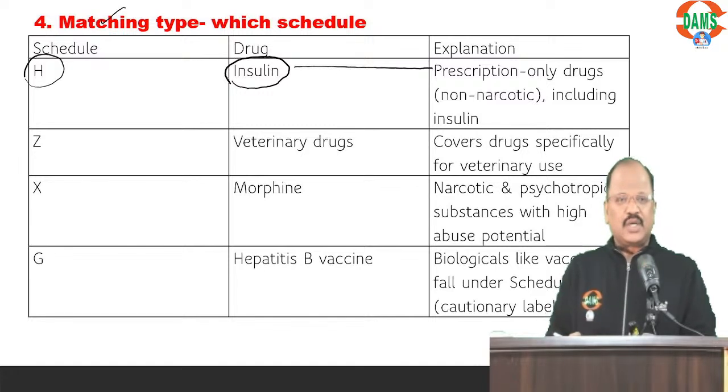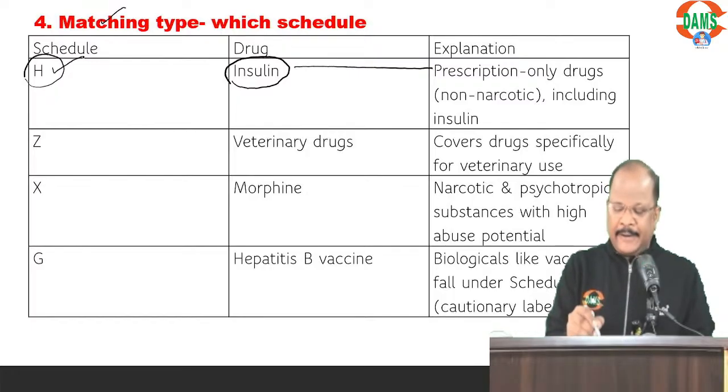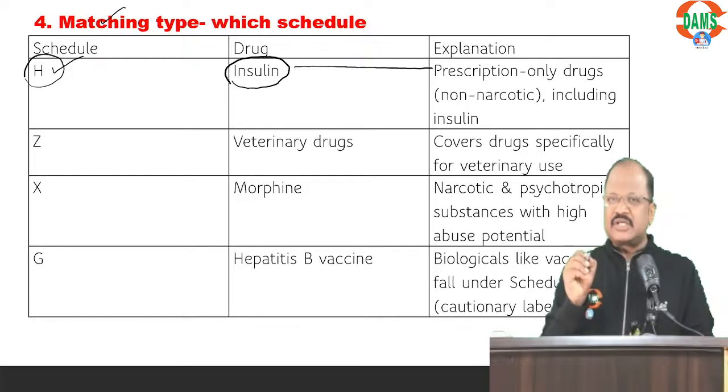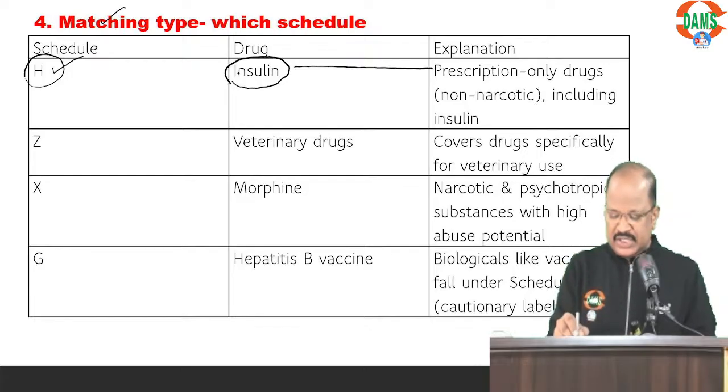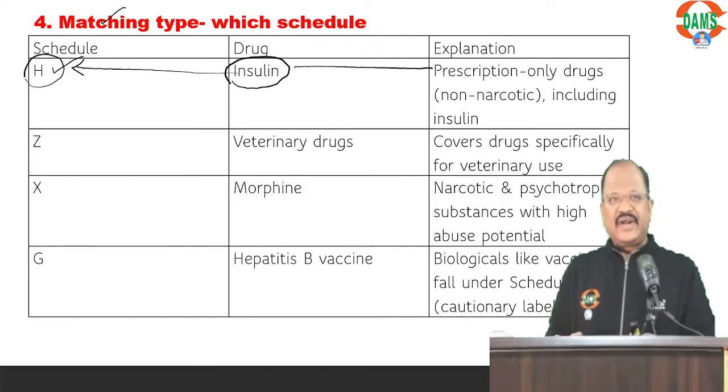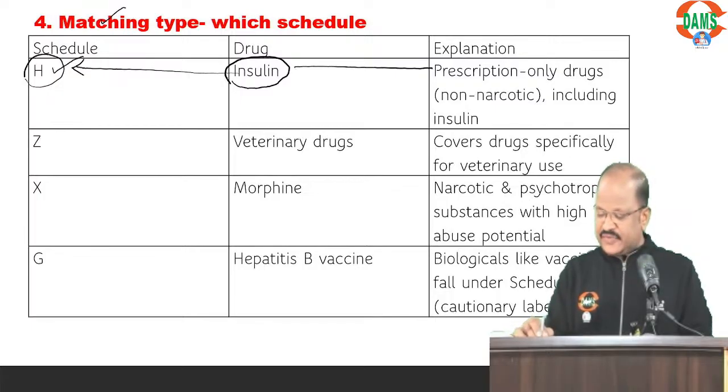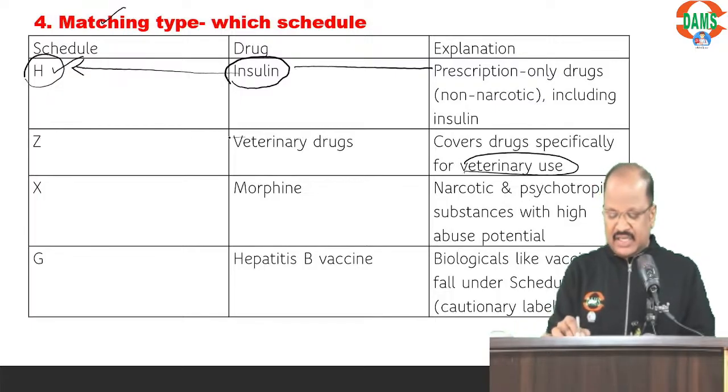We won't think of OTC, over the counter drugs. That is, without a doctor's prescription we can get some drugs; they call them over the counter drugs. Whereas schedule H means we can get it only with a prescription. So insulin is a schedule H drug. And veterinary drugs cover drugs used specifically in veterinary practice; they call it schedule Z.